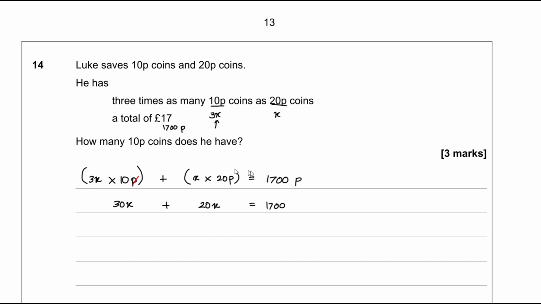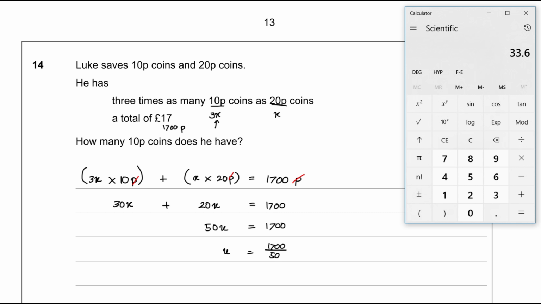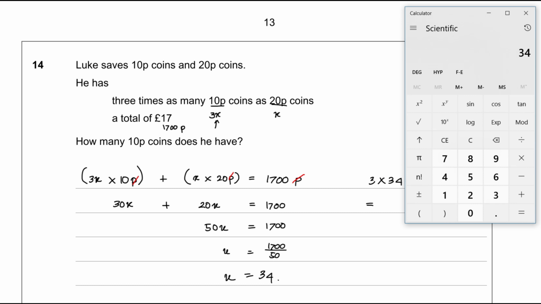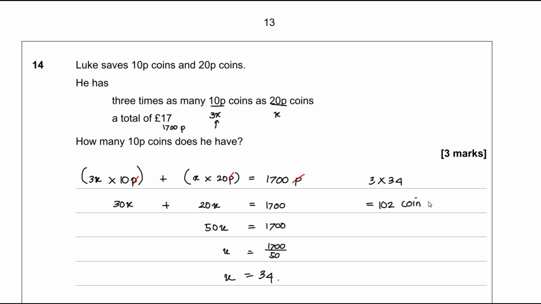So let's just ignore p here to make the computation a little bit lighter. Now we have 30x and then 20x. That will make 50x, and we have still 1700 here. So x will be 1700 divided by 50. Use calculator again. We've got 34. So x is 34. The question was how many 10p coins does he have? He has 3x coins, so 3 times 34, it is 102 coins. Let's write it down here.